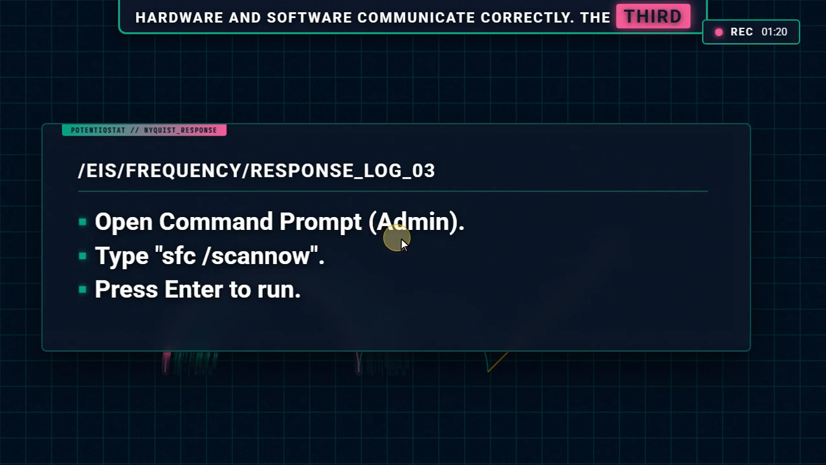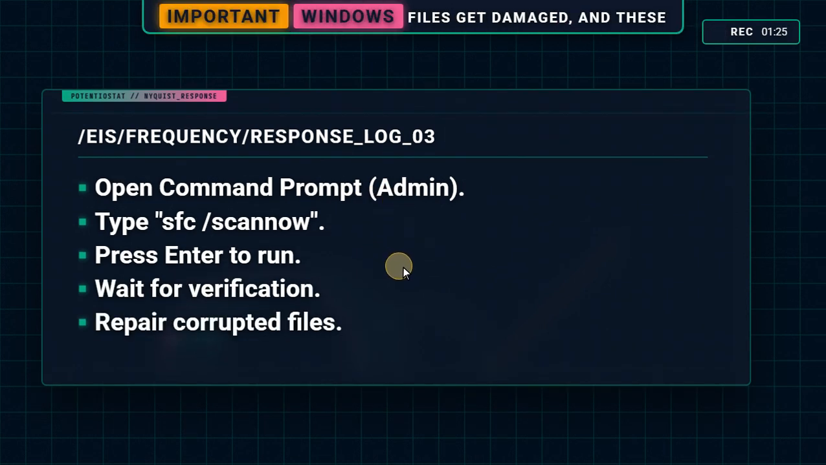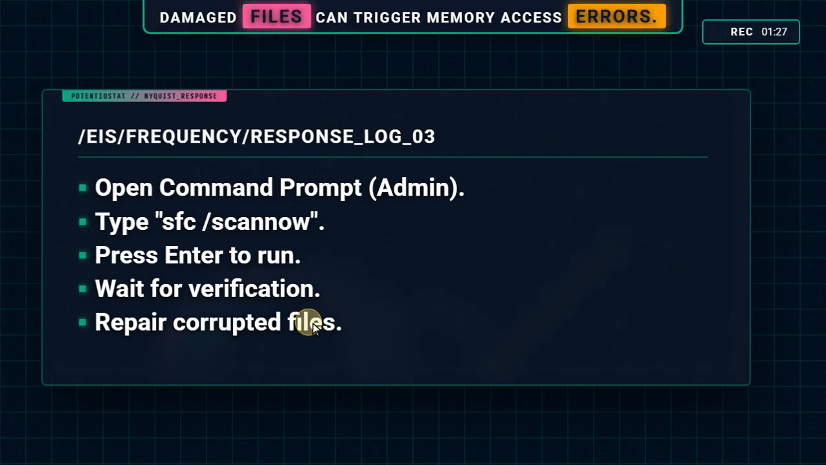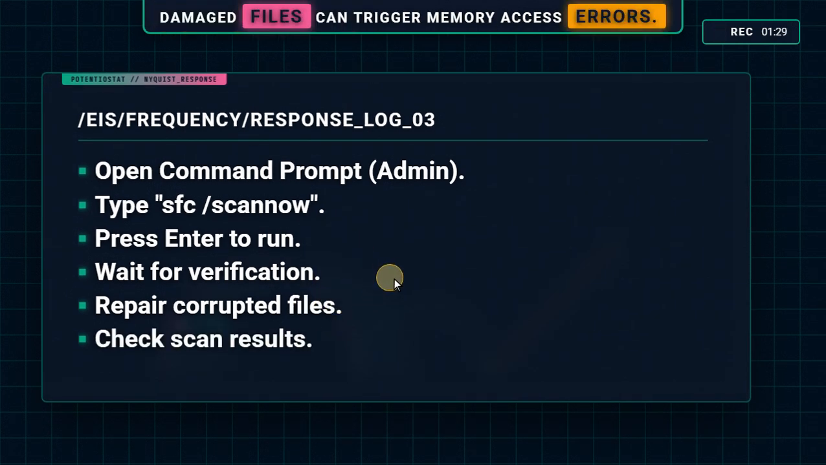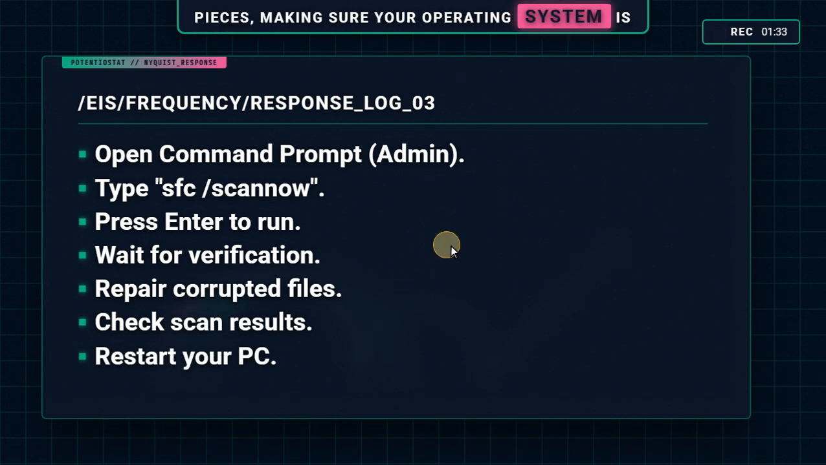The third way focuses on your system files. Sometimes important Windows files get damaged, and these damaged files can trigger memory access errors. A system file check repairs these broken pieces, making sure your operating system is healthy.